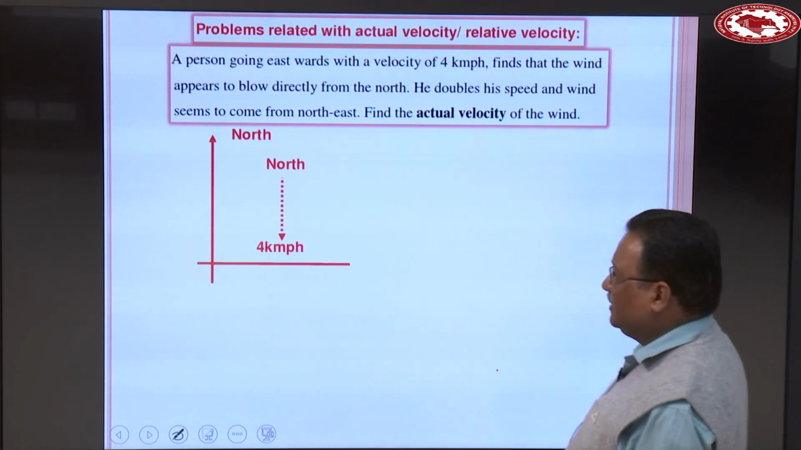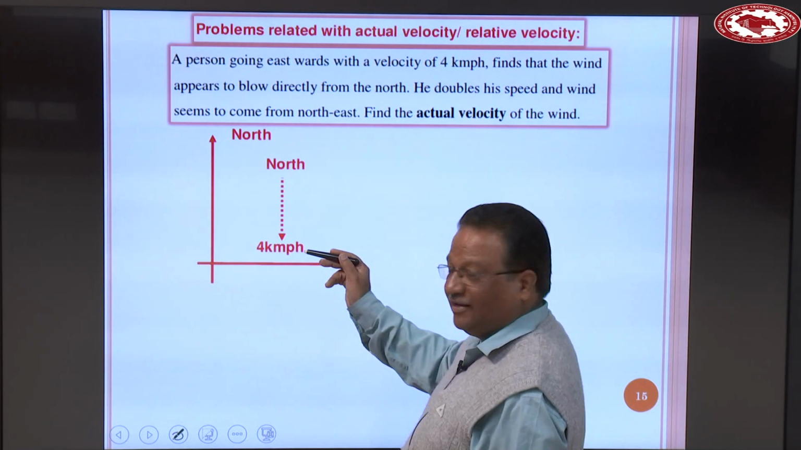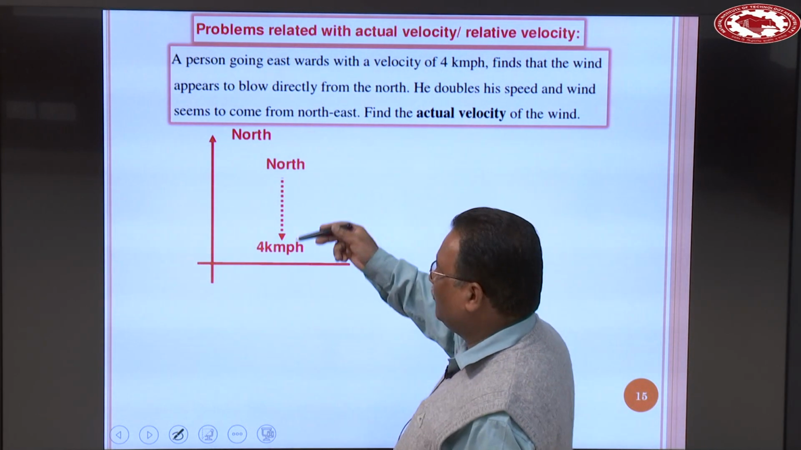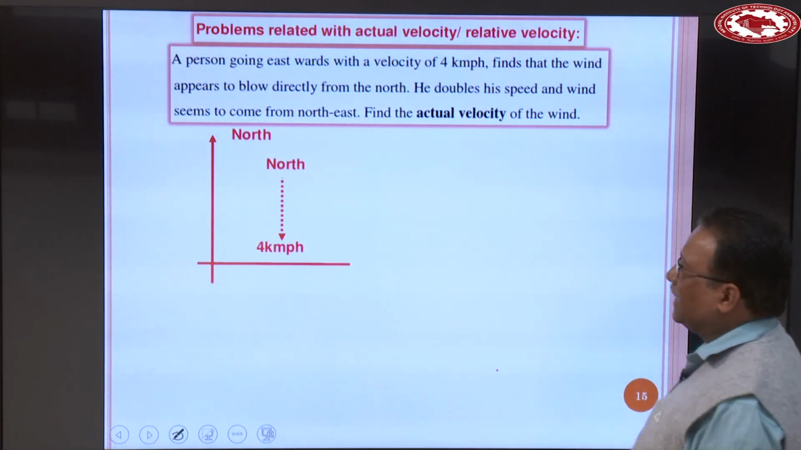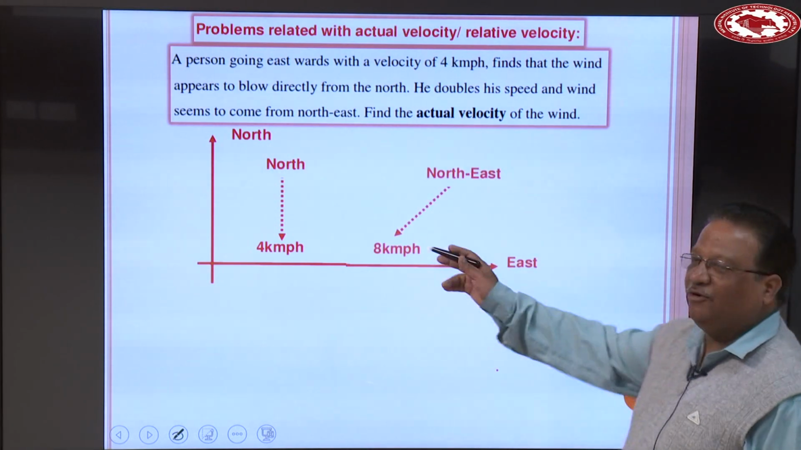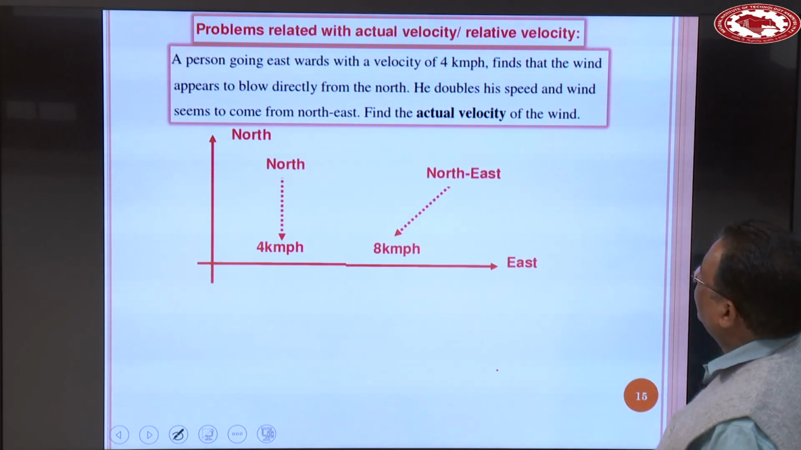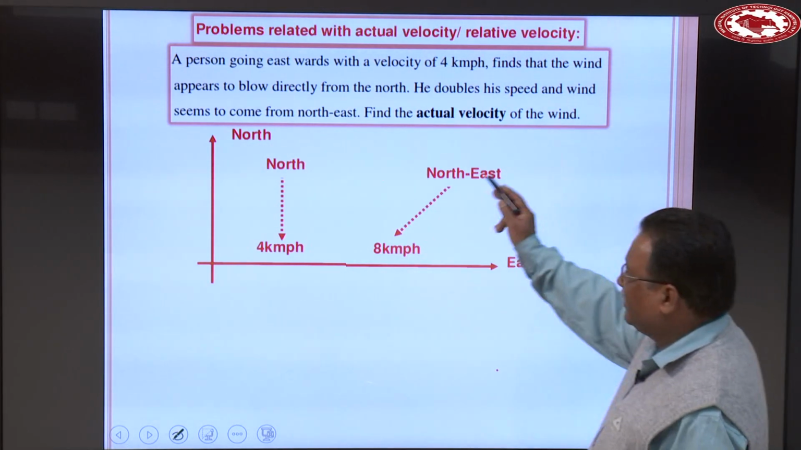the north. जब ये person जो है 4 km/h की स्पीड से मूव कर रहा है, तो इसे ऐसे महसूस हो रहा है कि जो wind है वो डायरेक्टली नॉर्थ से आ रही है. Okay, directly from the north. He doubles his speed, यानी कि 8 km/h. Okay, and the wind seems to come from the northeast.